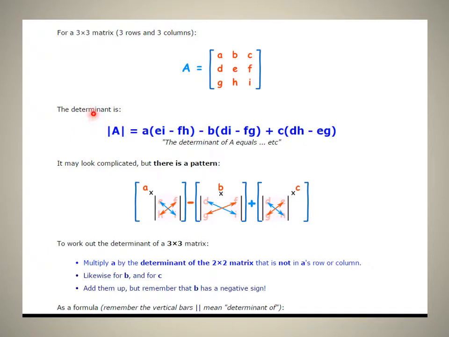Please also note how we denote the determinant. It's basically two vertical lines on both sides of a specific alpha figure that we write down.